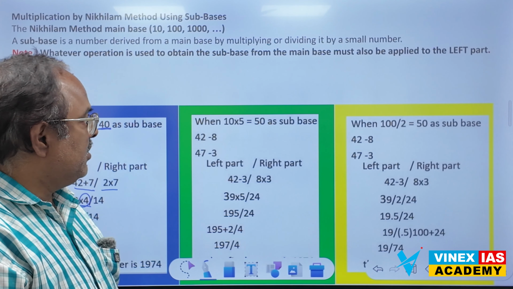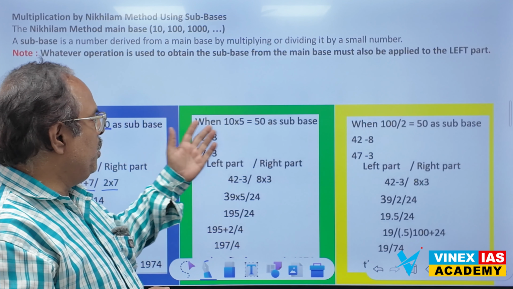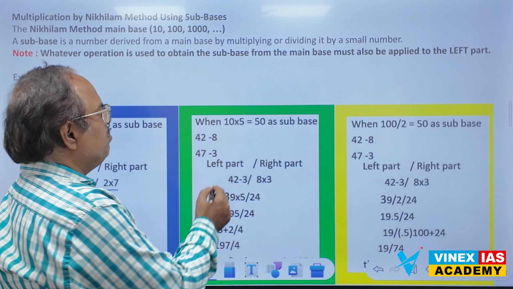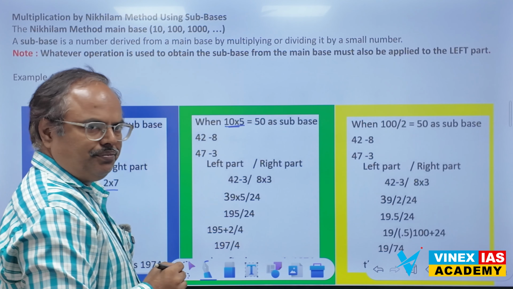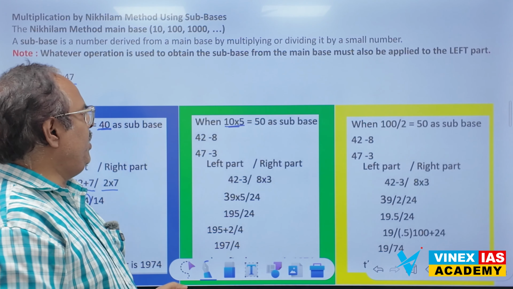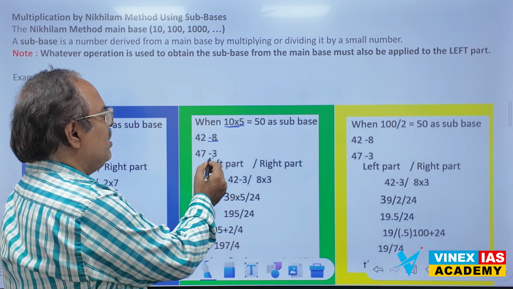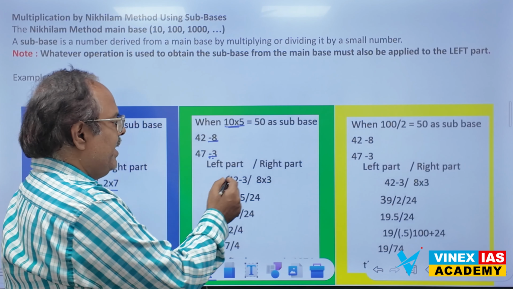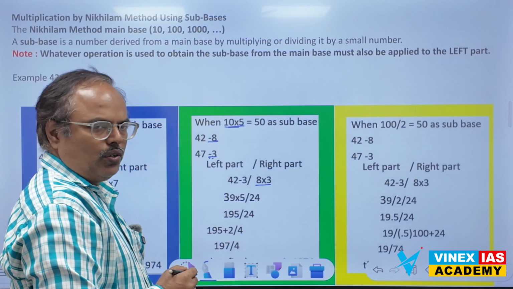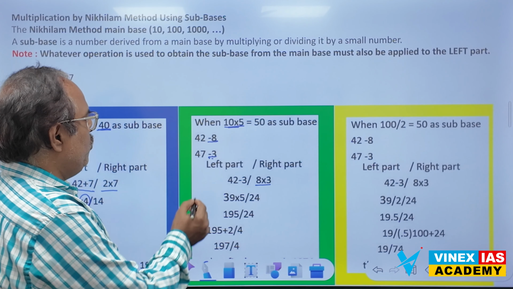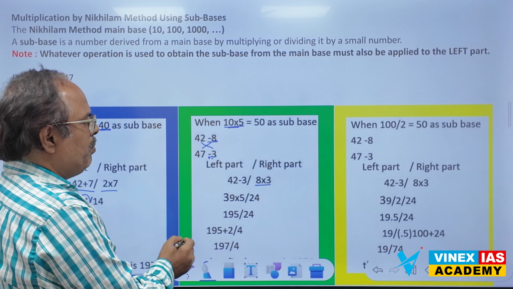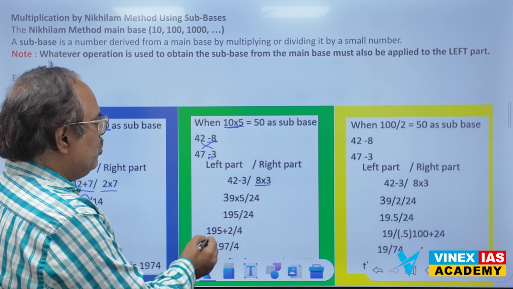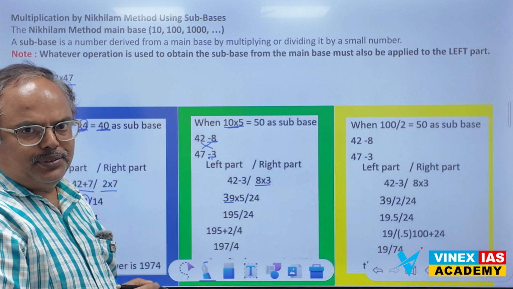Let's take the subbase 50. Since 42 is nearer to 50, we can take subbase 50 also. 50 is nothing but 10 into 5. Now when you compare with 50, 42 is 8 less and 47 is 3 less. So our right part is 8 into 3, which is 24. And for the left part, as usual, you have to do any one diagonal operation, either 42 minus 3 or 47 minus 8. Both will give you 39.